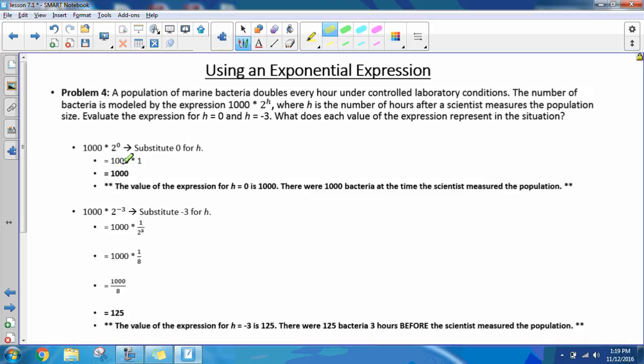So first we'll substitute h equals 0, and 2 to the 0 power equals 1, so our expression equals 1,000. The value of the expression for h equals 0 is 1,000. There were 1,000 bacteria at the time the scientists measured the population.